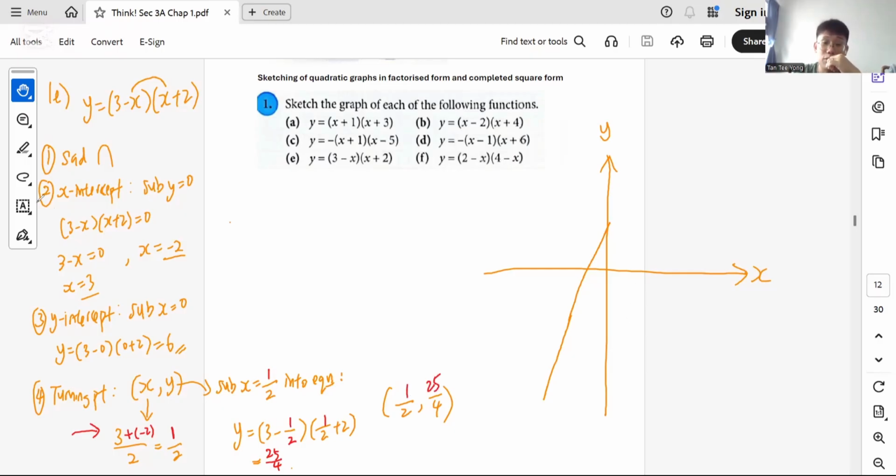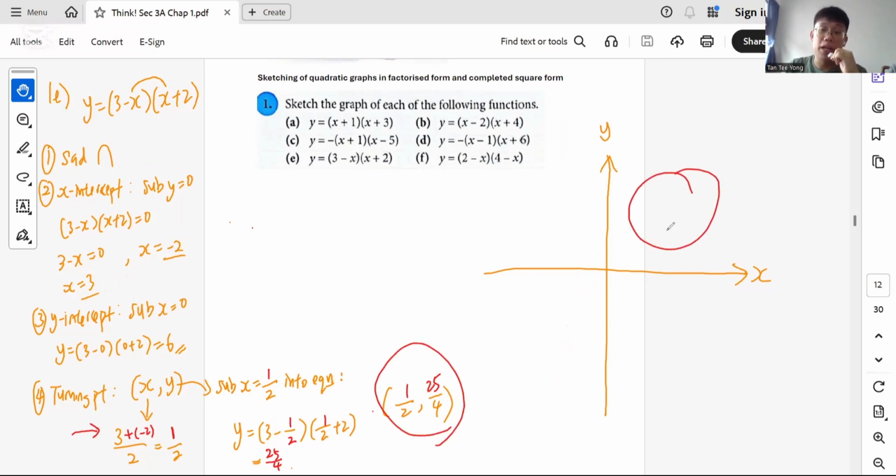Okay, back to the graph. First thing first, sad face. Second thing, x-intercepts are -2 and 3. Then the y-intercept is 6. And for this turning point, it should be at this quadrant, at this part of the axis. So that means my graph will look like that.